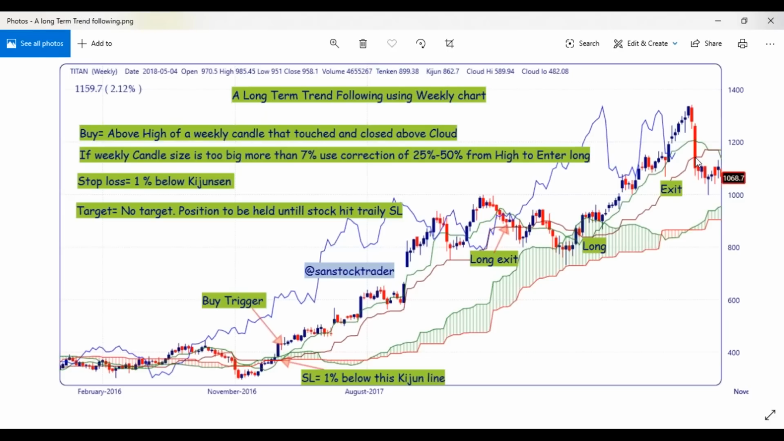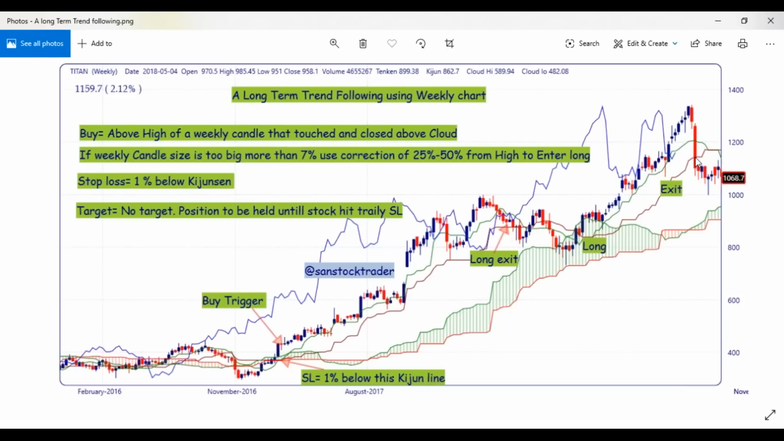So this is how one can use a trend following system using the Ichimoku. The best part about this system is there is no if and but involved. It is a complete system. You don't need to know a complex pattern. You don't need to draw any trend line. You don't need to look at any other indicator. A simple Ichimoku system is enough. But as I said, this system has a very low success ratio.